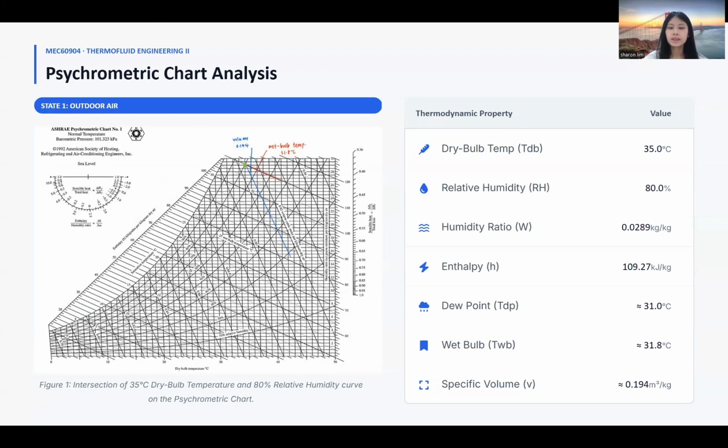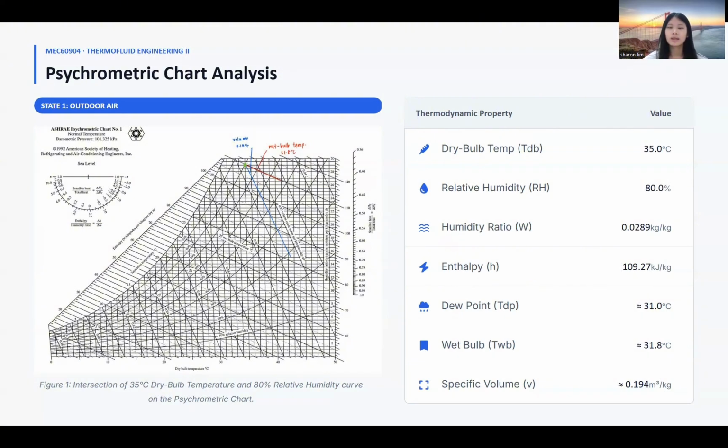This slide presents the psychrometric analysis of the outdoor air. Using the psychrometric chart, the outdoor air condition is selected at the intersection of 35 degrees Celsius dry bulb temperature and 80% relative humidity. From this point, several important thermodynamic properties can be obtained. The humidity ratio is 0.029 kilograms of water per kilogram of dry air. The enthalpy is 109.27 kilojoules per kilogram. The dew point temperature is approximately 31 degrees Celsius, while the wet bulb temperature is approximately 31.8 degrees Celsius.